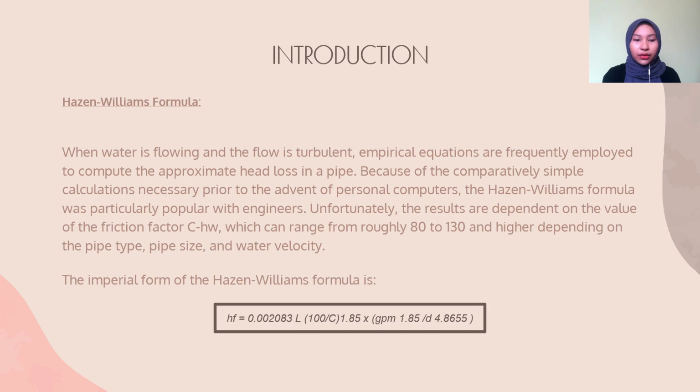First of all, the Hazen-Williams formula is described as follows: when water is flowing and the flow is turbulent, the Hazen-Williams and Darcy-Weisbach equations are frequently employed to compute the approximate head loss in a pipe. Because of the comparatively simple calculation necessary prior to the advent of the personal computer, the Hazen-Williams formula was particularly popular with engineers. Unfortunately, the results depend on the value of the friction factor C_HW, which can range from roughly 80 to 130 and higher depending on the pipe type, pipe size, and water velocity.